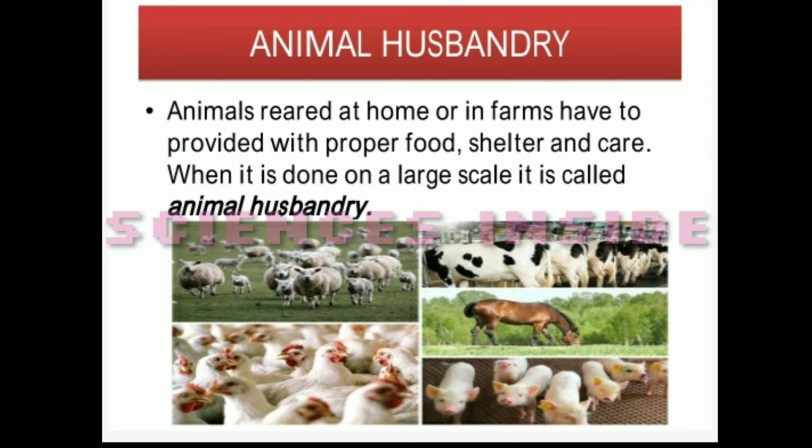So let's study about animal husbandry. Animals reared at home or in farms have to be provided with proper food, shelter and care. When it is done on a large scale, it is called animal husbandry.